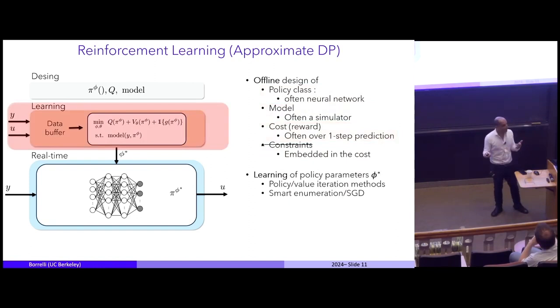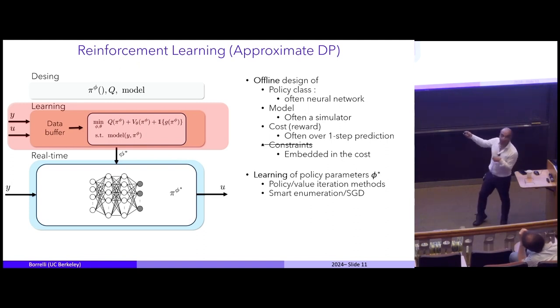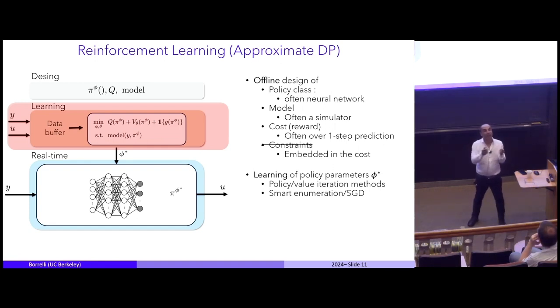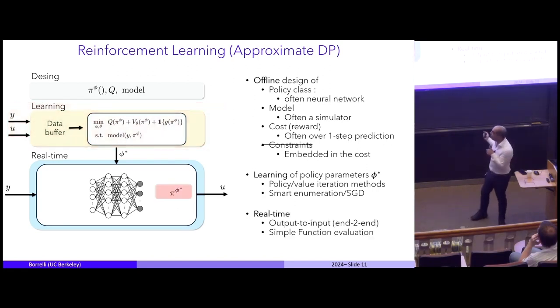The learning becomes heavy because now you learn the policy parameters offline, using input-output data. Sometimes you do this with value iteration or policy iteration, and this optimizer is some form of stochastic gradient descent. A lot of the time it's just a smart enumeration because you have a one-step optimization. In real time, it's easy: you just need a function evaluation. It's an output-input policy, called end-to-end. You go from images to input, and again, the evaluation is pretty simple. So you moved all the computation to the learning stage.